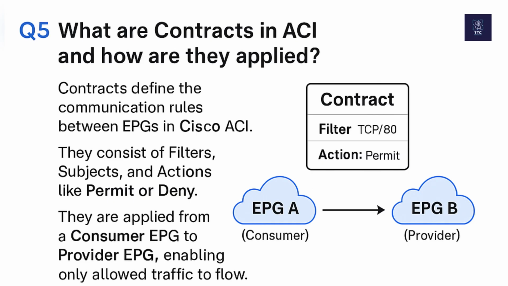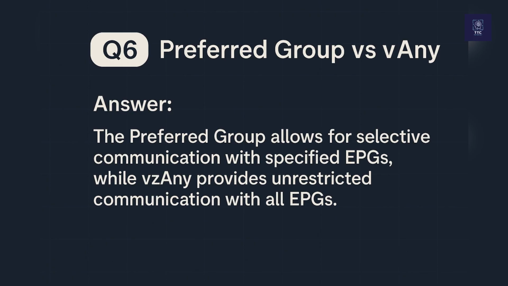What are contracts in ACI and how are they applied? Contracts define what traffic is allowed between EPGs. They include subjects, logical grouping of filters, protocols and ports, like TCP/80, actions, permit, deny, log. A consumer EPG requests access from a provider EPG via a contract.